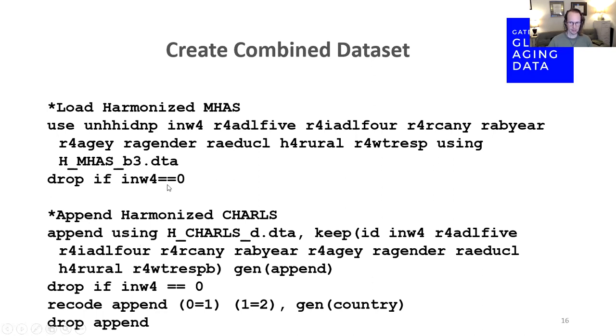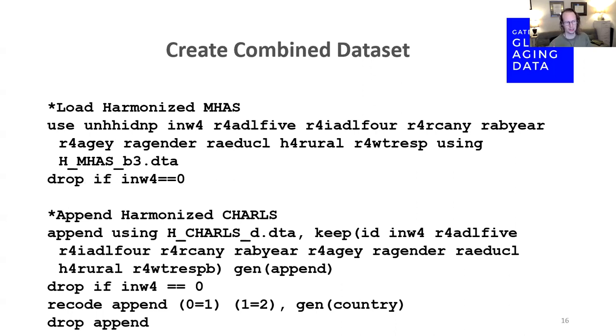The next thing we're going to do is, because we're doing a cross-sectional analysis and we're only going to be using one wave of MHAS, we can go ahead and drop anyone who wasn't part of wave 4. So we're going to say drop if INW4 is equal to 0. So we're only going to have people for whom INW4 is equal to 1, meaning they were part of that data set.